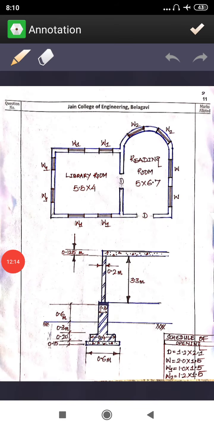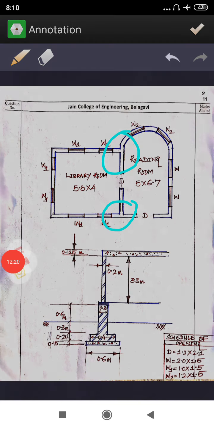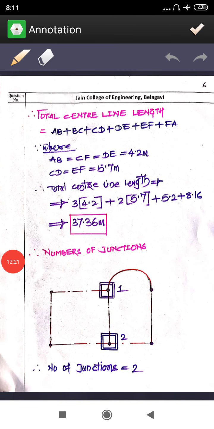If you see this, here you will be having one T junction, and here you will be having one more T junction. So two numbers of junctions. So now we got the center line length and we got the number of junctions. Let's see how to get the quantities. Now it will be very easy.